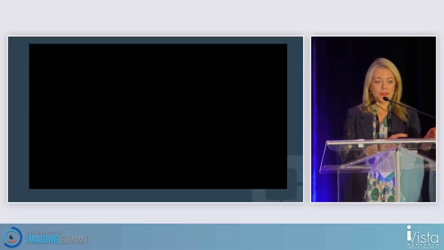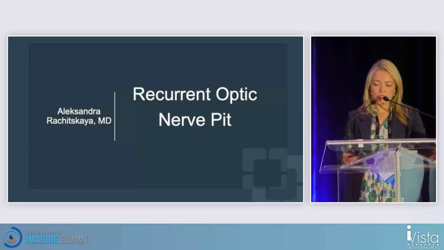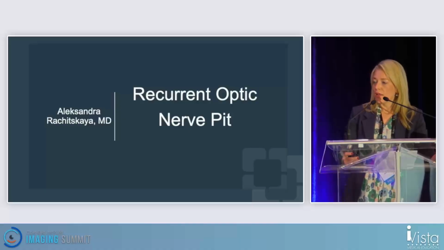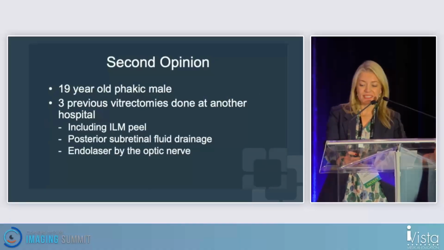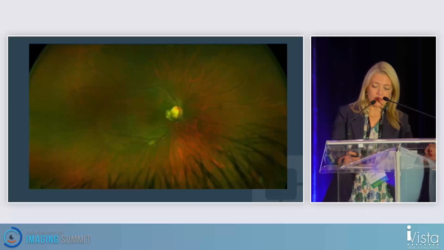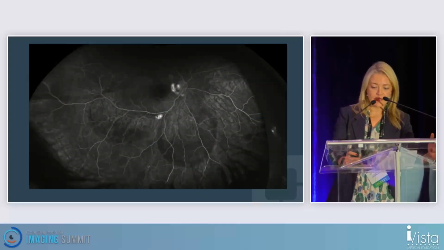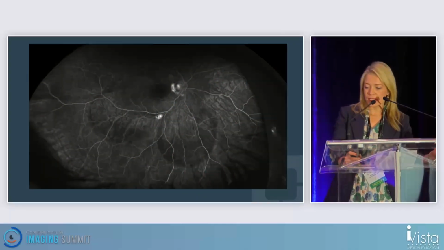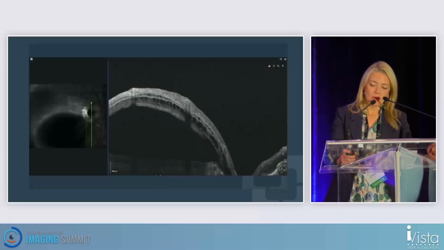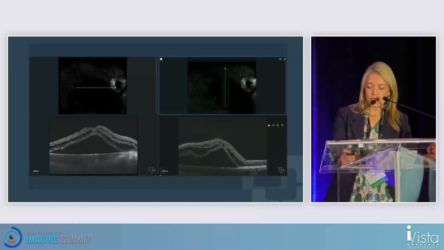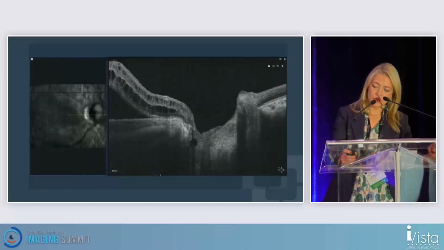We also, I think, sometimes find that in kind of cool cases, like this case of recurrent optic nerve pit, intraoperative OCT can be helpful. This is a patient who's 19. He had 3 prior vitrectomies elsewhere, and comes for a second opinion. Everything else has been done. Laser has been done. The ILM has been peeled. You can see multiple blebs of the prior subretinal fluid, and he still has significant subretinal and intraretinal fluid from his optic nerve pit.